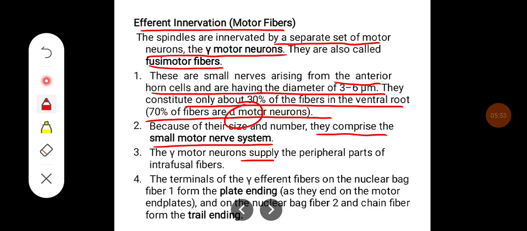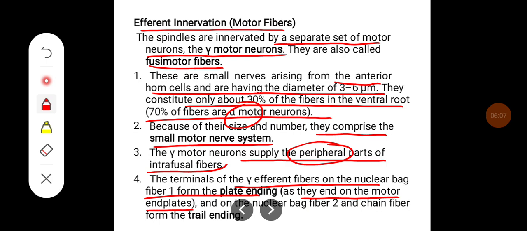The gamma motor neurons supply the peripheral parts of the intrafusal fibers. The terminals of the gamma efferent fibers on the nuclear bag fiber 1 form plate endings as they end on the motor end plates. And on the nuclear bag fiber 2 and the chain fibers, they form trail endings.